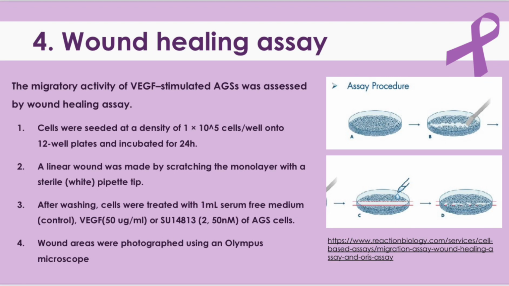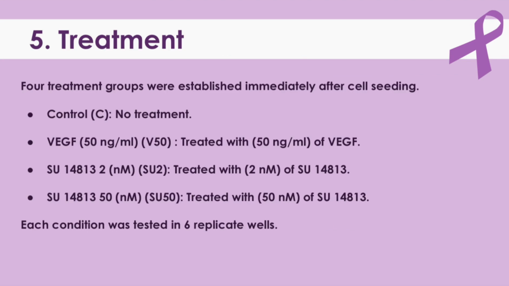Next, we conducted the cell migration analysis using a wound healing assay. Cells were seeded in 12-well plates and a linear scratch was made using a pipette tip. After treating with VEGF and SU14813, the wound closure was observed over 24 to 48 hours. There were mainly 4 experimental groups. First is a control group, second is a VEGF-treated group, and third and fourth are the SU14813 treated groups with different concentrations. This allowed comparison across a range of conditions.